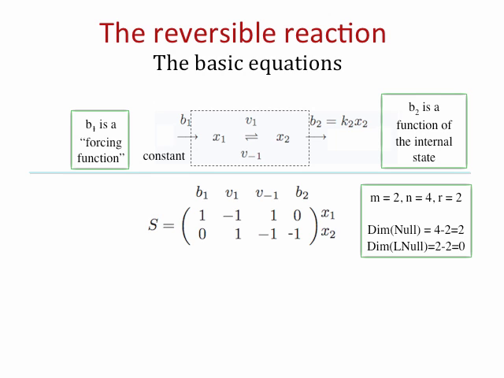In this case, we have two concentrations, M equal to 2, and 4 fluxes, N equal to 4. The rank of this matrix is 2. Therefore, the dimension of the null space is 2, and the dimension of the left null space is 0. The null space gives the space of all the steady-state flux vectors that satisfy this matrix, and the left null space simply tells us how many dependent rows there are in a matrix, and in this case there is none.